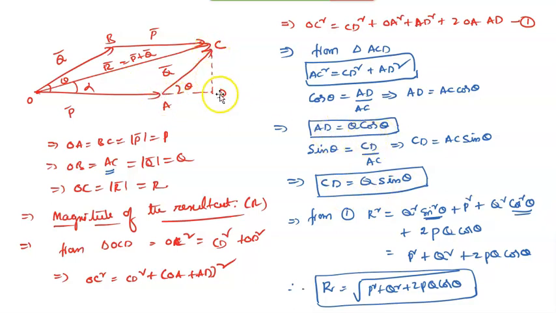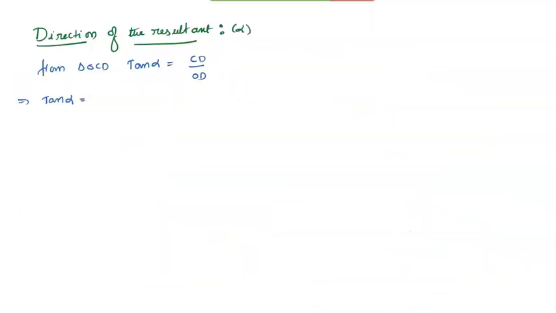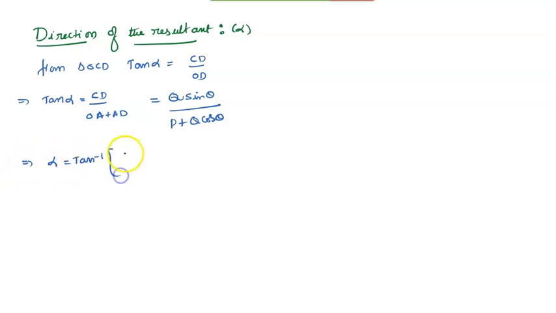So tan alpha is CD by OD. OD can be written as OA plus AD. Now CD is equal to Q sin theta from the previous discussion. OD is OA plus AD, where OA is P and AD is Q cos theta. Therefore, the direction of the resultant alpha is equal to tan inverse of Q sin theta by P plus Q cos theta.